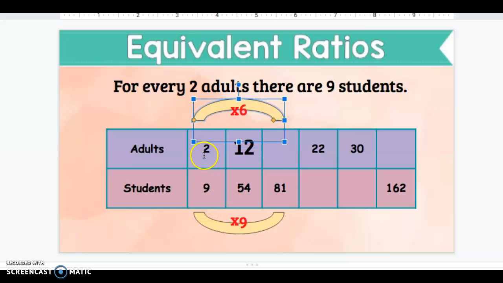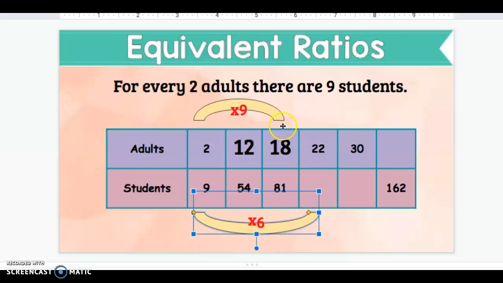And ask yourself, well, this is empty, so I'm looking at the 9. 9 times what gives me 81? When I multiply 9 times 9, that gives me 81. So I have to now do 2 times 9. And 2 times 9 gives me 18. All right, so now we're going to move our little rainbow down.